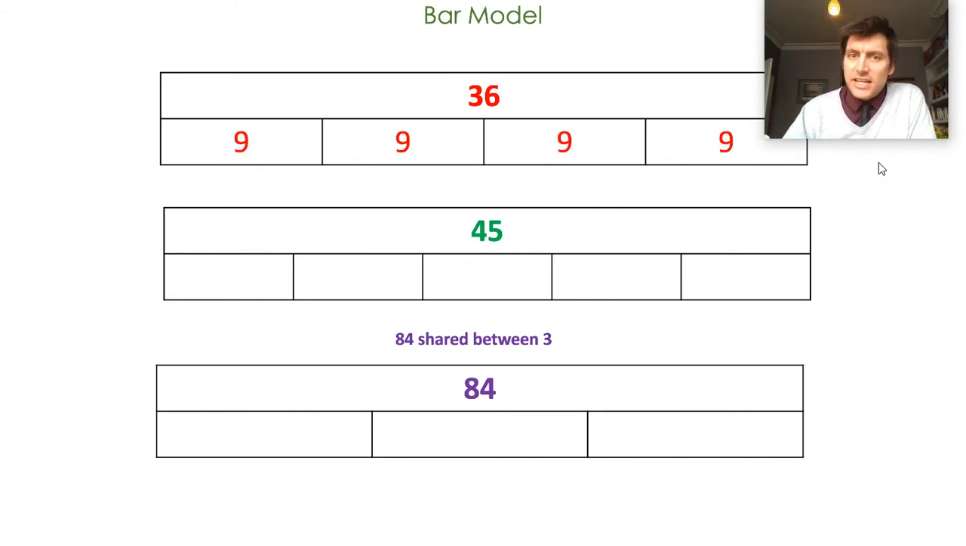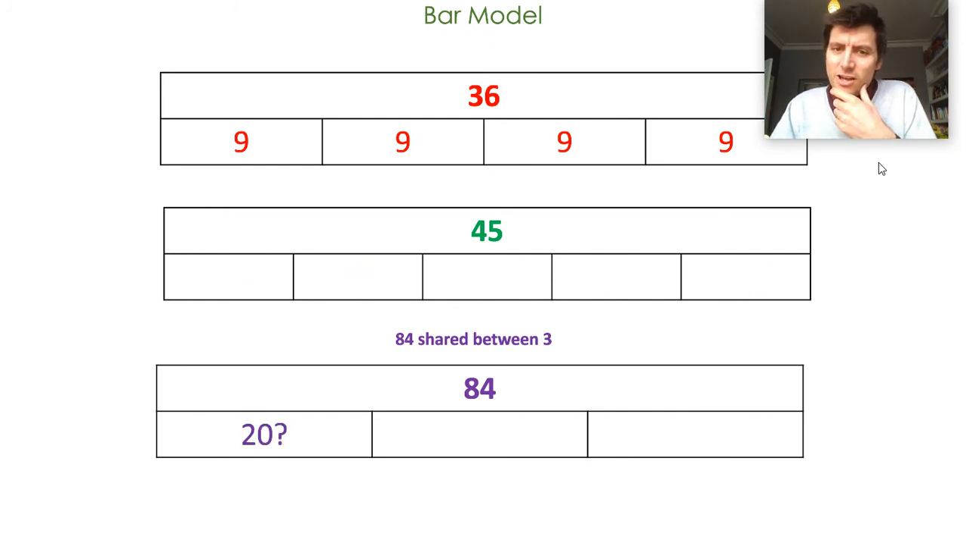For 36 then, I can see it's 9, because I know that 9 times 4 is 36. For 45, how many lots of 5 do I need to make that? Well, 5 times 8 is 40. So 5 times 9 is 45. So therefore it's going to be 9, isn't it?